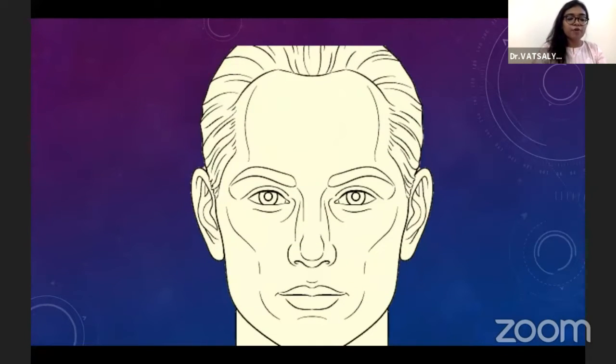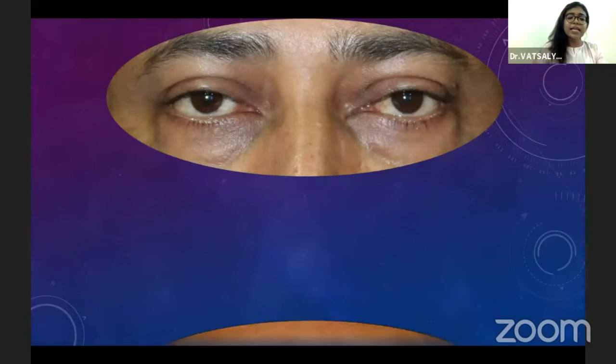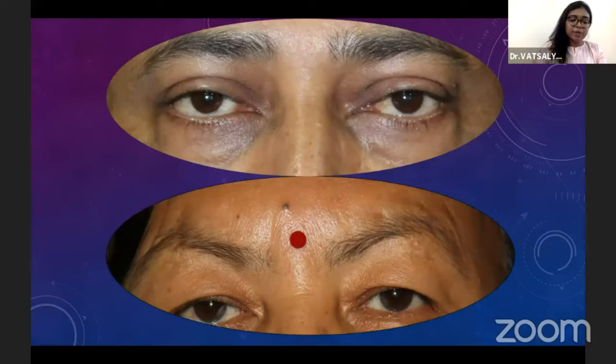In case of a forehead, macroscopically, one must assess the shape, hairline, hair quality. Receding hairline in male pattern baldness can benefit from pretrichial incisions. In case of eyebrow position, typically, in a male eyebrow, it is flat, and for a female, it is arched.